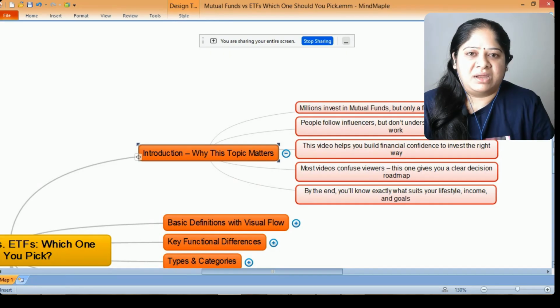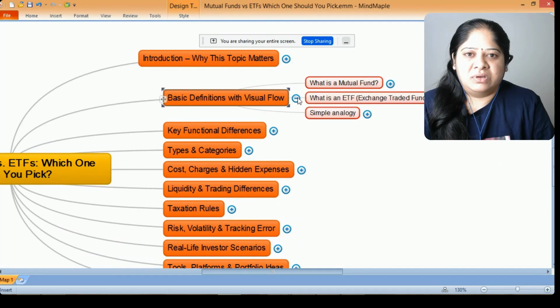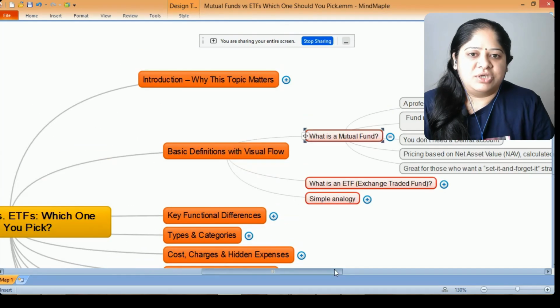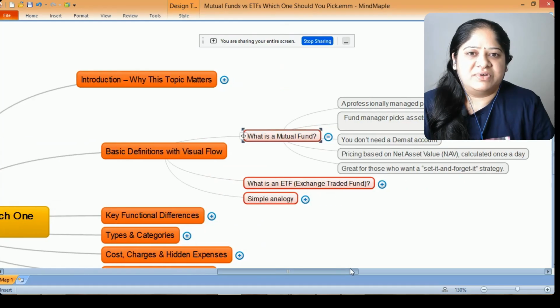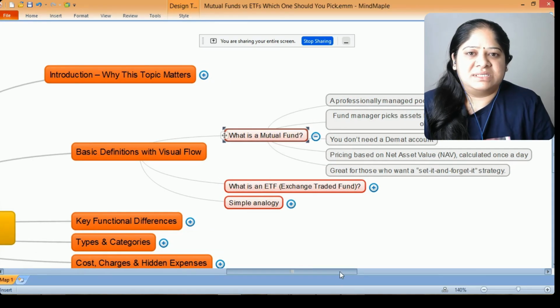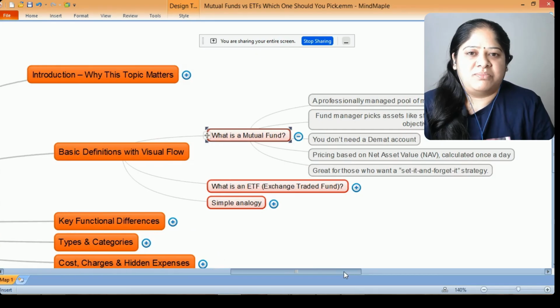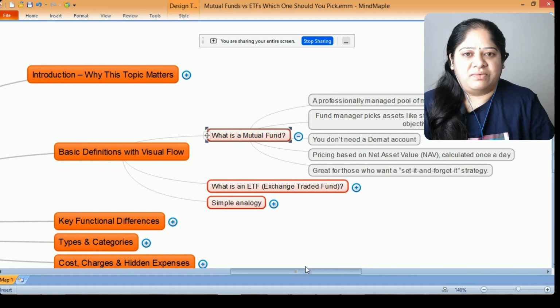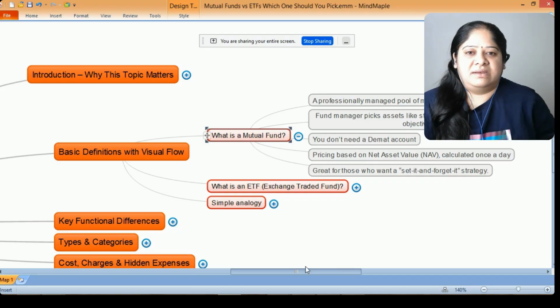Basic definitions with visual goals. What is a mutual fund? A mutual fund is a professionally managed pool of money from multiple investors. Fund managers pick assets like stocks, bonds, etc. as per the fund objective. You don't need a demat account. Pricing is based on net asset value, calculated once a day. Great for those who want a set it and forget it strategy.